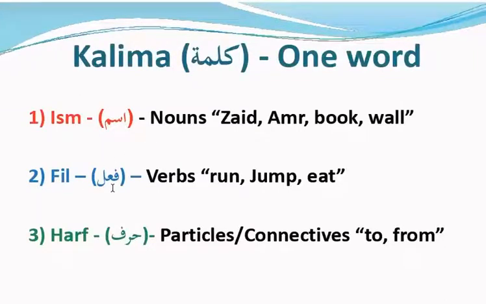Then we move on to fi'l, F-I-L in English, and here's the Arabic. It's a verb, a doing word, such as running, jumping, eating. Why? Because these words have tenses connected to them. That's what makes them different from an ism. And then you have harf. This is a particle and it's a connective. It joins two or more words together. So, to, from: I went to Makkah, I came from Makkah.